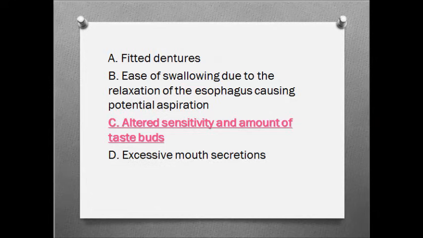Okay, B, ease of swallowing due to the relaxation of the esophagus causing potential aspiration. Well, we know that this is absolutely a wrong statement because remember, whenever you're answering these questions, you need to ask yourself, is this a true statement? Well, older adults, they have difficulty swallowing, and it's not because the esophagus is relaxing. So this is not a correct response. So we know it's not B.